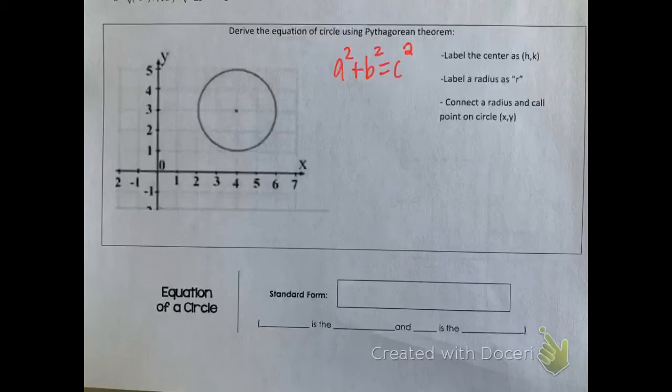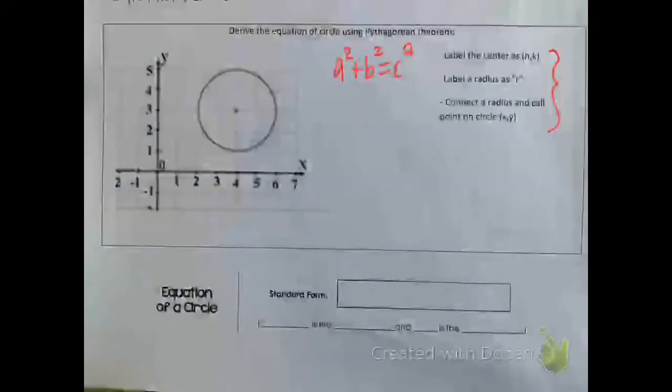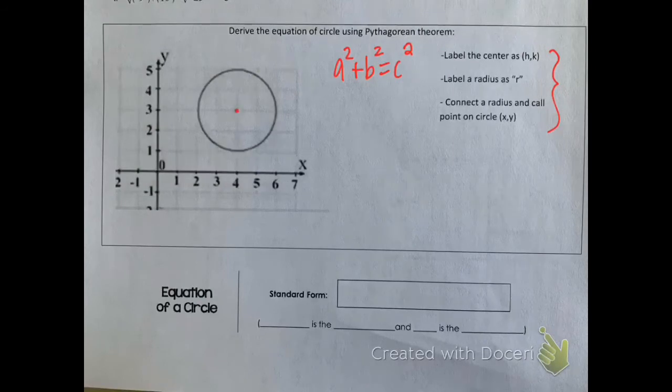So in this picture, we have a circle, and we're asked to label a couple of things here. So it says label the center h, k. So instead of actually labeling it 4, 3, the center right here, we're going to use generic variables. So the center is h, k.